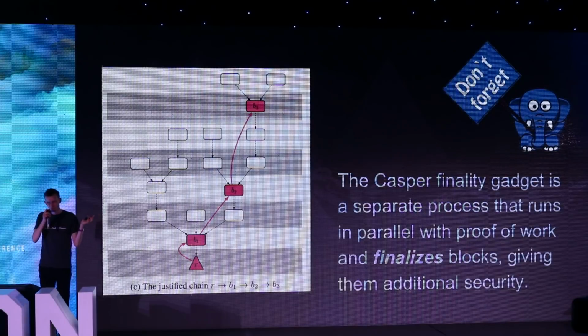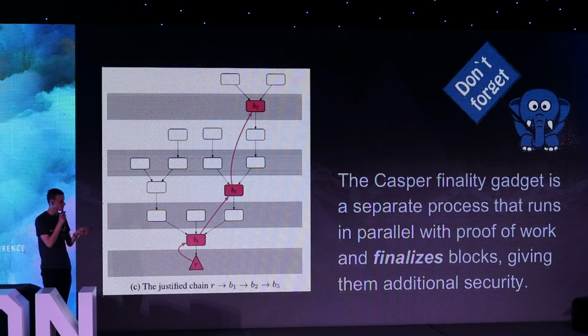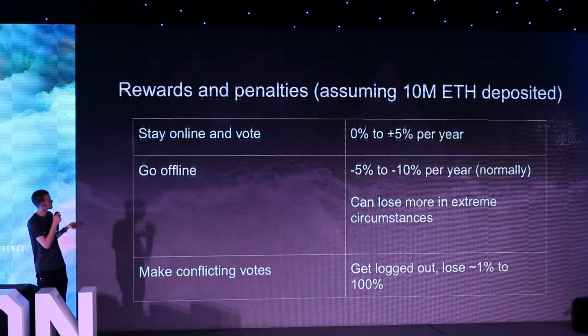If you want to learn more, go read the Casper FFG paper on arXiv. Anyone here read the paper already? Excellent. More people should read it, and more people should give feedback. Okay, so basically, this is the process that you're participating in, right? You're participating in this process that's trying to justify checkpoints and then finalize them, and you're giving them additional security.